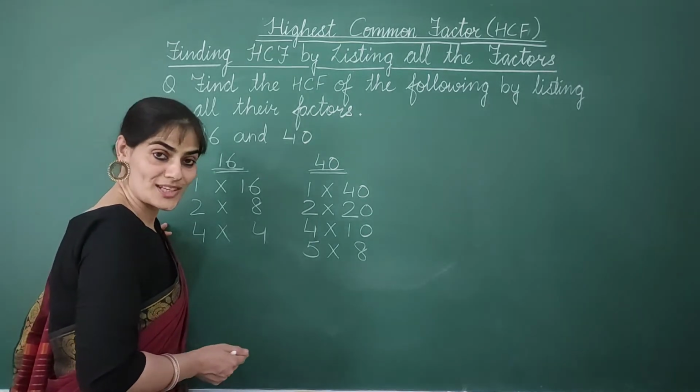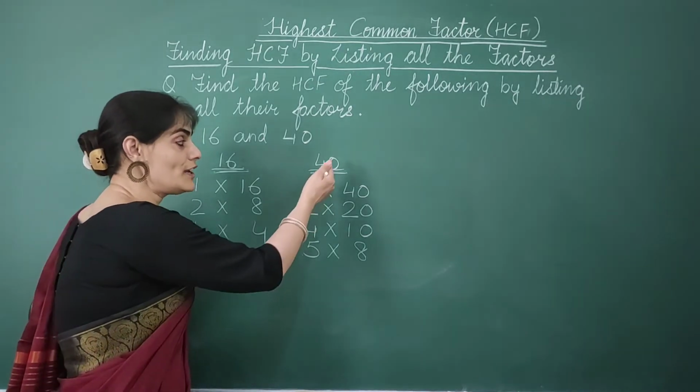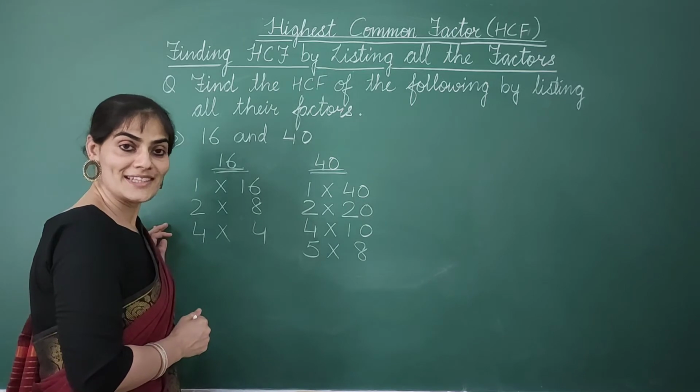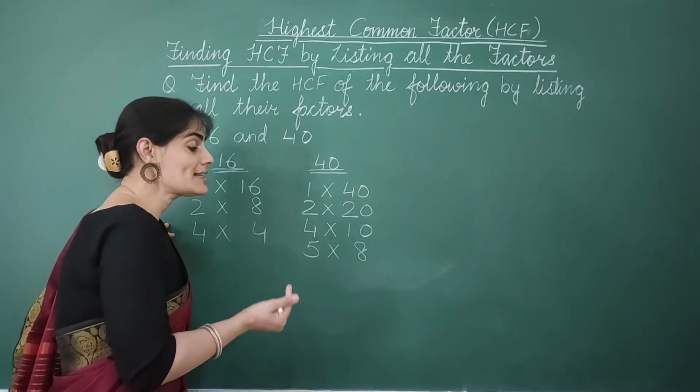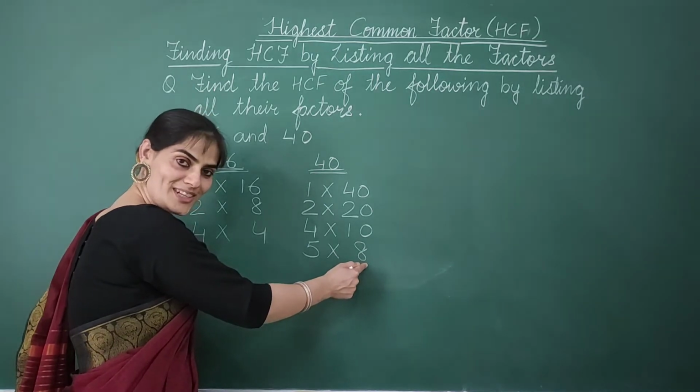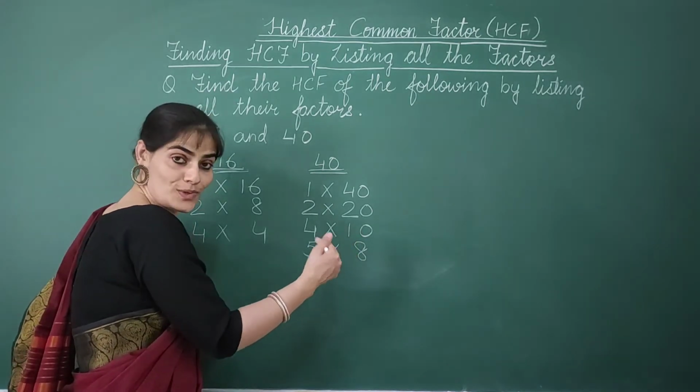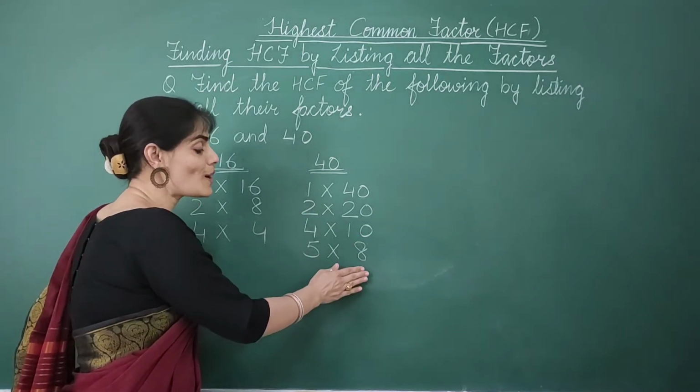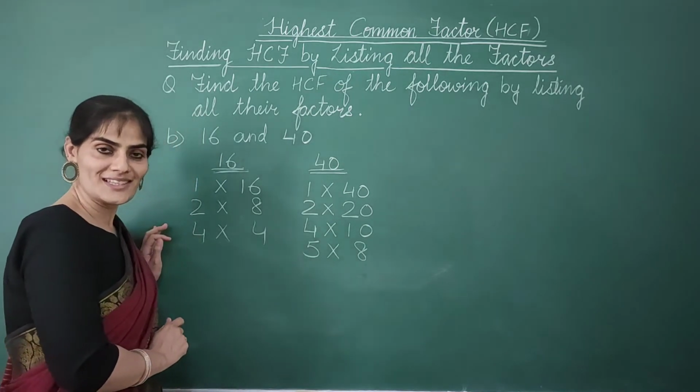So the next counting number is 7. And we don't get 40 in the table of 7. And the next counting number after 7 is 8. 8 is already there. So there is repetition. We stop writing the factors here itself.